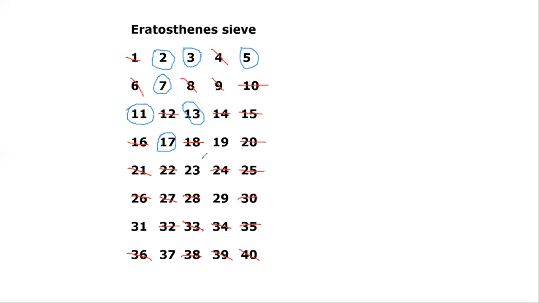The next number that is not cancelled is 19. Then you cancel all the multiples of 19. The next number that is not cancelled is 23. Then you cancel all the multiples of 23. The next number that is not cancelled is what? 29. Then you cancel all the multiples of 29. Then the next number that is not cancelled is 31. Then you cancel all the multiples of 31. Then the next number that is not cancelled is what? 37. Then you cancel all the multiples of 37.